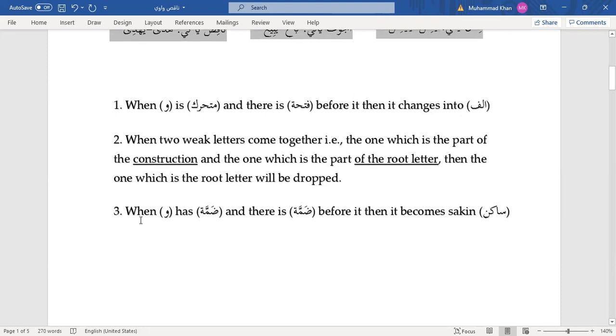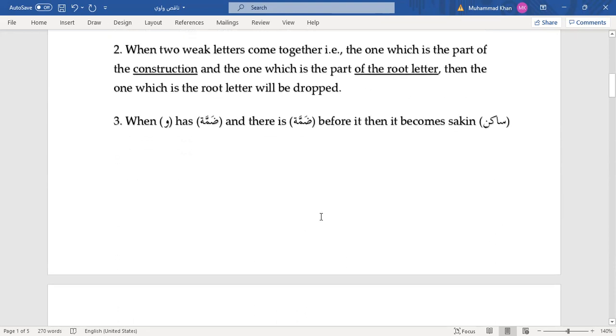The third rule was when Waw has Dhamma and there is a Dhamma before it, it becomes Sakin. And these are the rules we discussed yesterday.